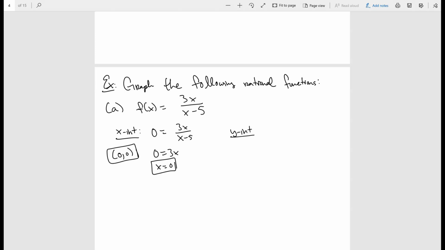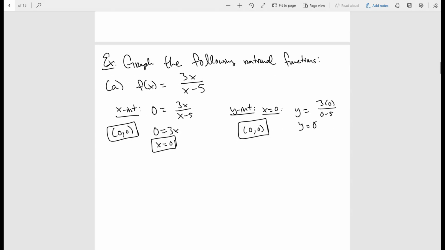The y-intercept, remember, happens when x is equal to 0. So then I'm going to have y is equal to 3 times 0 divided by 0 minus 5. You can see that this is also going to give me 0. So basically, this graph is going to go through the origin. All right, so we found the x and the y-intercepts.